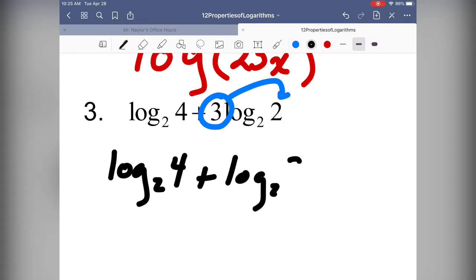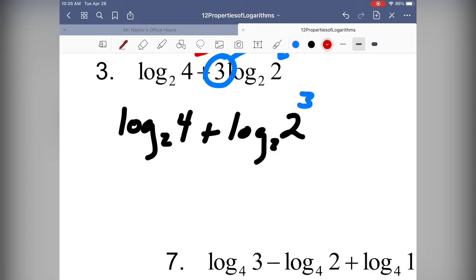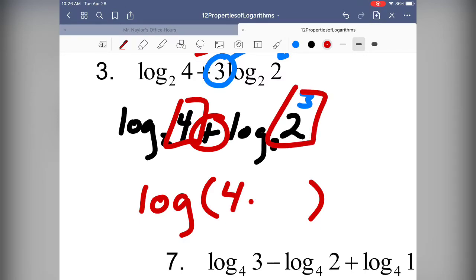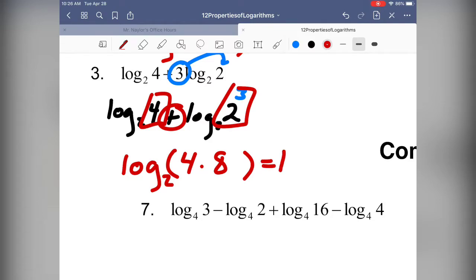Now, when you bring it up as an exponent, you'll now have 2 to the 3rd power. 2 to the 3rd power is actually another number, right? It's the number 8. And you'll be able to show that when you take this addition problem and you condense it together to be 1 log, it's going to be 1 log of the product. It's going to be the product of 4 times 8. Now, that's 32, but what we really have here is the log base 2 of 32.